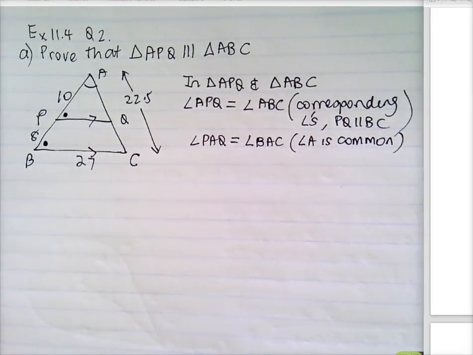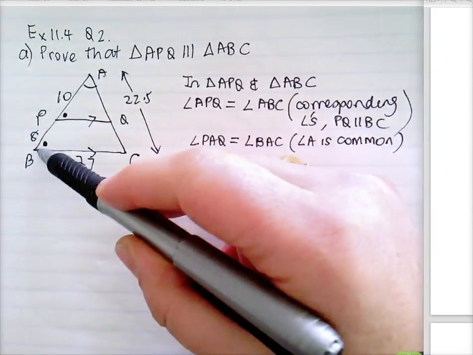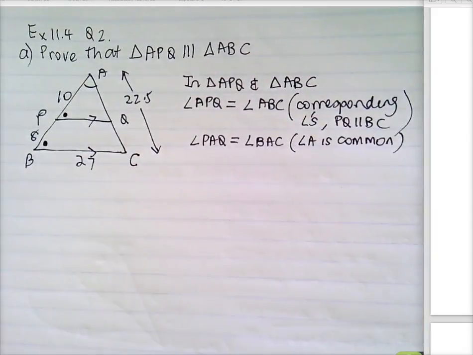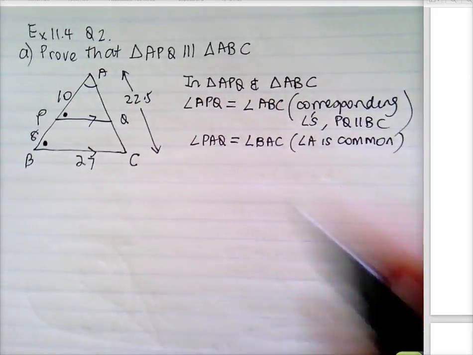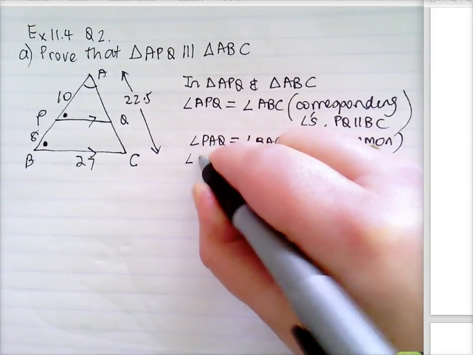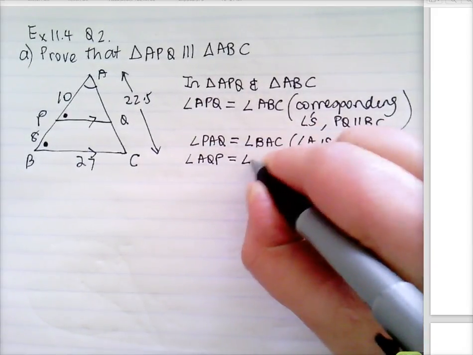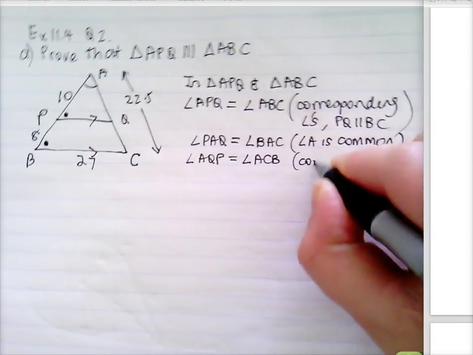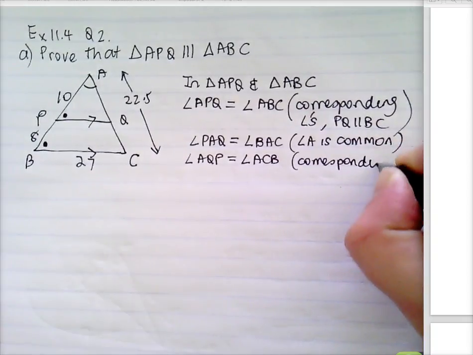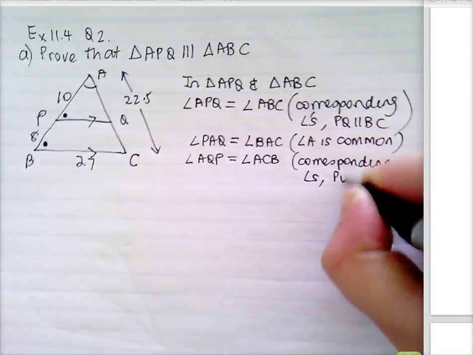Girls, it is enough to do equiangular. You only need two angles, but if you feel the need, you can do the third angle, but you don't have to. Because if two angles are equal, then automatically the third angles will be equal. So you don't have to do three angles for equiangular. It's enough to do two angles. I mean, if you want, you can do angle AQP is equal to angle ACB, again corresponding angles, but it is not necessary.